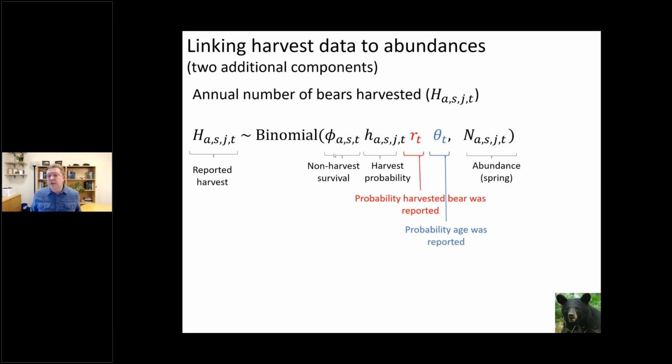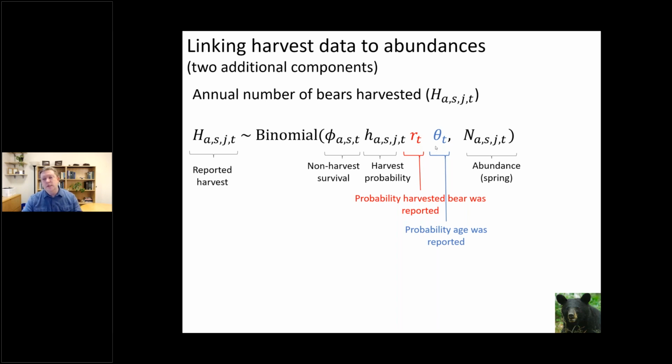Now, specific to this system, we actually had to add in 2 additional probabilities that we want to pull out here. The first is this R sub T, which is the probability of harvested bears being reported. So in the state of Maine, any bear that's legally harvested in the fall is supposed to be reported at a check station. And then this check station records everything, and they mail the books back into the state at the end of the year. And all those processes have to occur for a bear to be reported as harvested.